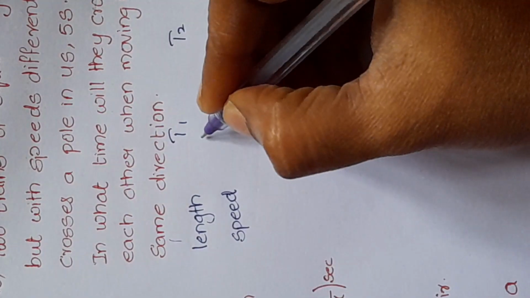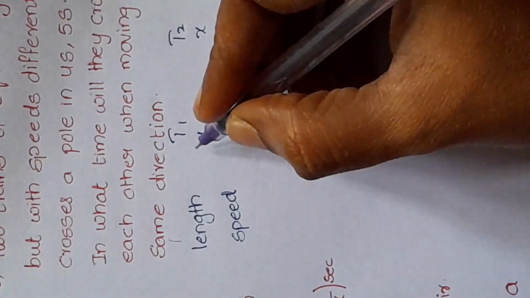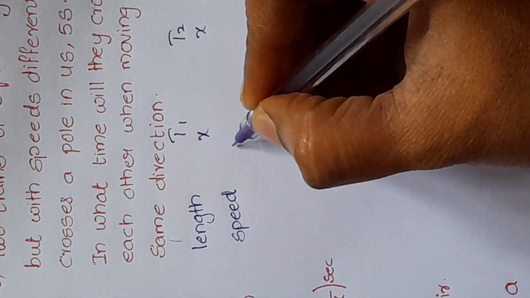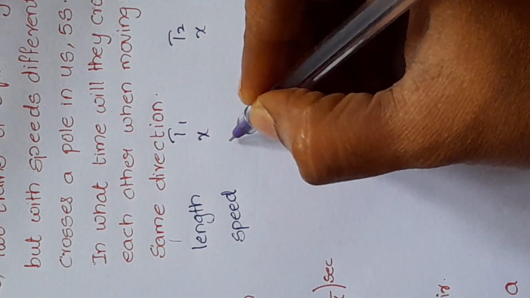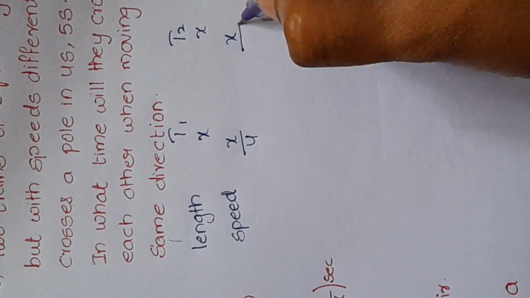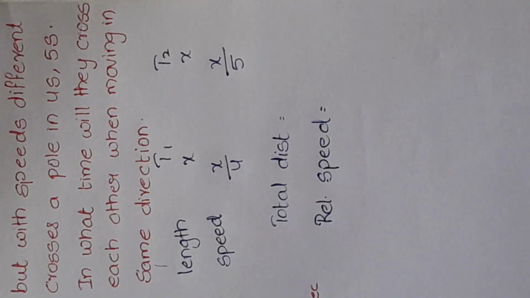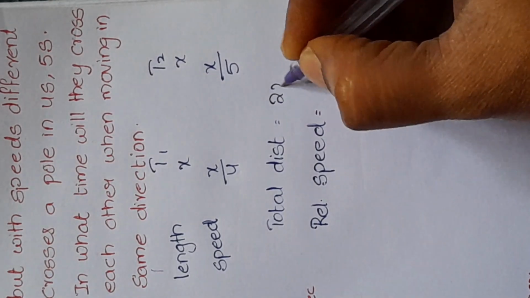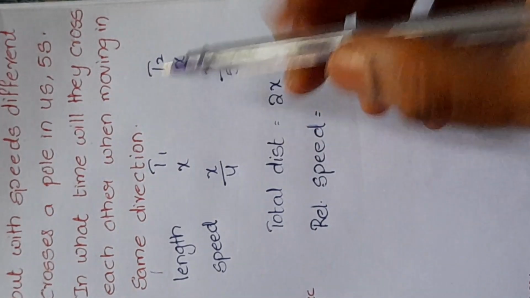Let the length of the train be x in both the cases because both the trains are of equal length. Then the speed becomes, speed is equal to distance by time. Distance is x and time is 4 seconds in the first one, and distance is x and time is 5 seconds in the second one. Now the total distance is 2x, that is x plus x, the length of both the trains.